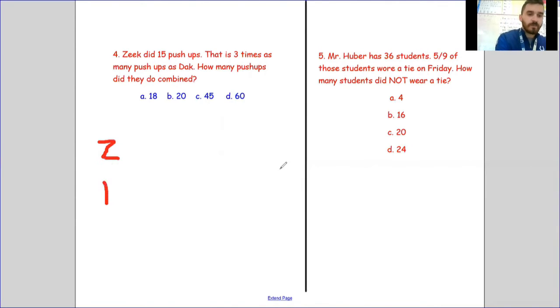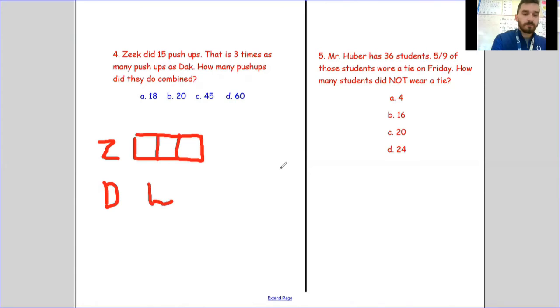Here's Zeke, here's Dak, and remember, we get our picture from the "times as many." It says that is 3 times as many push-ups as Dak. We don't know what that is. You've got to figure out what it's referring to. If you read it, just read it in stride. Zeke did 15 push-ups. That is 3 times as many push-ups as Dak. That means Zeke's going to get the 3. Dak's going to get 1.